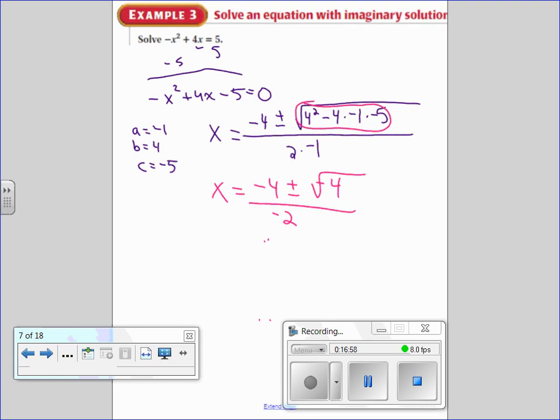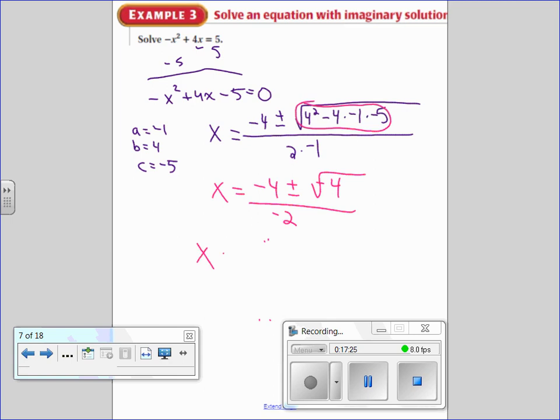I said that wrong. 16 minus 20. Negative 4. 4 squared minus 4 times negative 1 times negative 5. Check your calculator screen that you typed in that. You don't need these parentheses or square positive. Alright, he's checking to make sure he matches me.